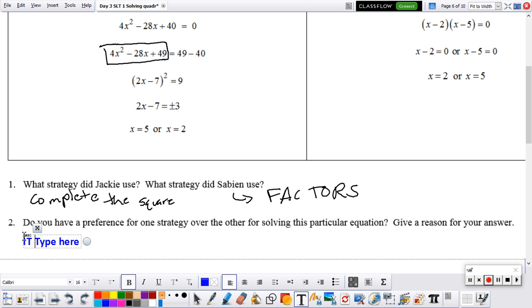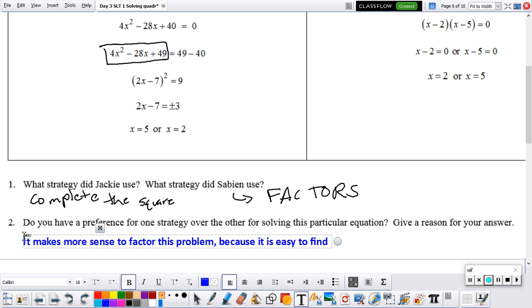It makes more sense to factor this problem because it is easy to find two numbers that add to negative 7 and multiply to 10.